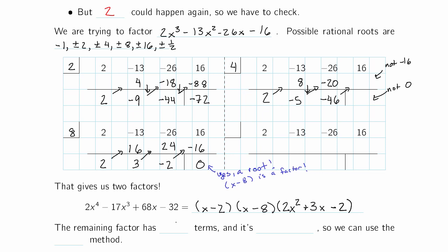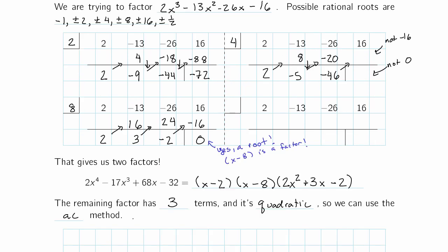Oh, the remaining factor has 3 terms, and it's quadratic. Now we can use the AC method. Remember how I said I didn't want to deal with a half? Often we can avoid dealing with fractions in the synthetic division because eventually we're going to get down to something quadratic, and we're really good at factoring quadratics.